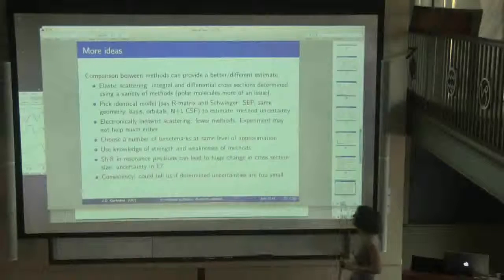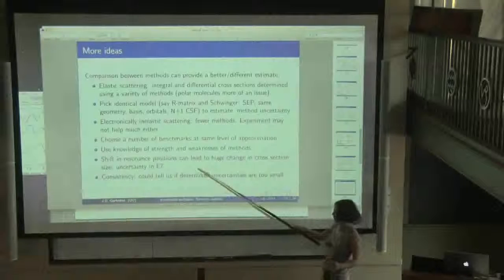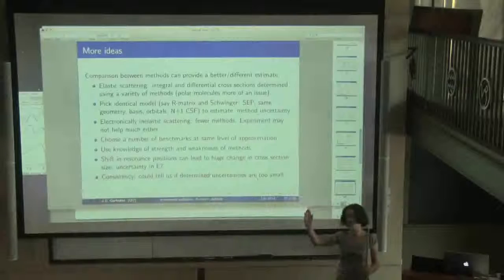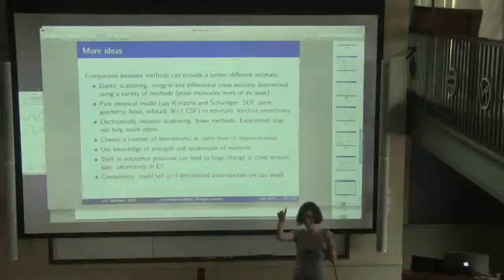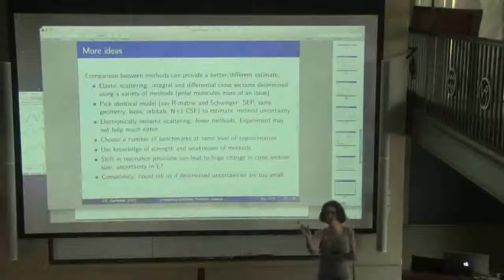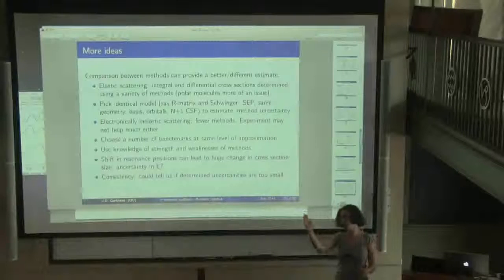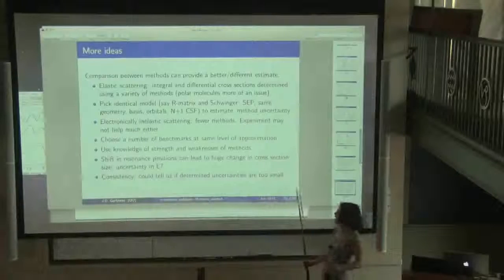if we want to use the data to determine an uncertainty. And as I was saying before, we need to look at the resonance positions, because these can change the size of the cross-section very much. So perhaps it's not just an uncertainty in the cross-section we need to deal with, but an uncertainty in the energy, in the value, that is, which energy value the cross-section corresponds to.